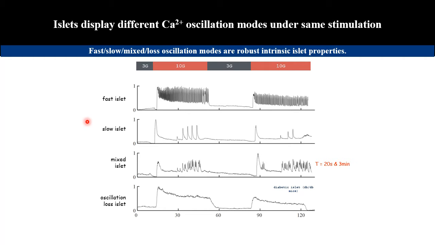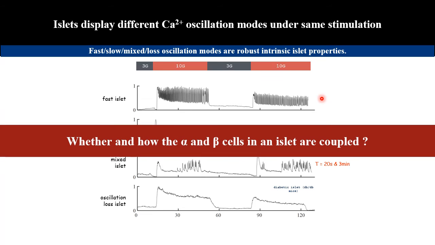Given the islets show huge heterogeneity, we first want to test if the mode is a stable property or not. So we use a repetitive high glucose stimulation protocol, and we found the oscillation mode is highly reproducible among the islets within the fast, slow, or mixed oscillations. So it proves the calcium oscillation mode is a very robust intrinsic islet property.